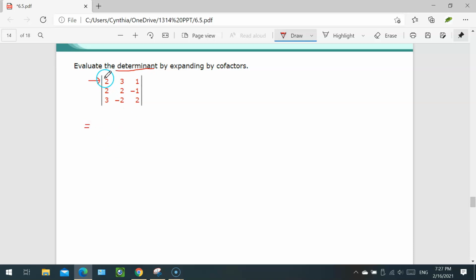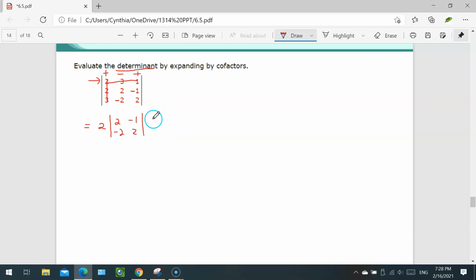So I take the first cofactor, which is 2. It's positive, right? So I write down the positive here, negative here, positive here. So I put down the 2, and then I create the minor. So the minor would be this 4: we have 2, -1, -2, and a 2.